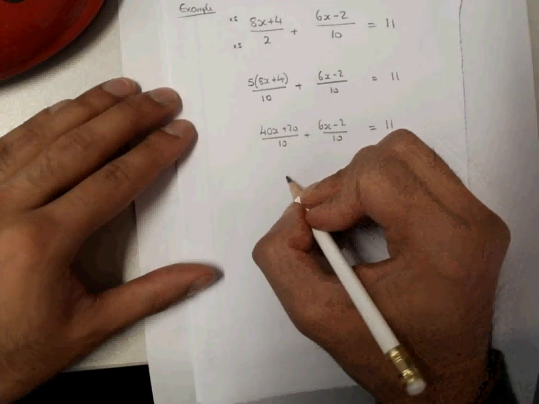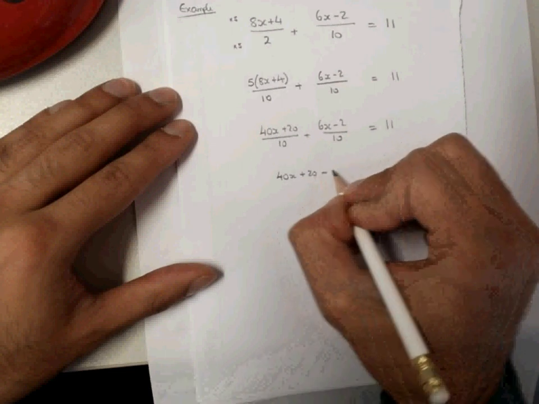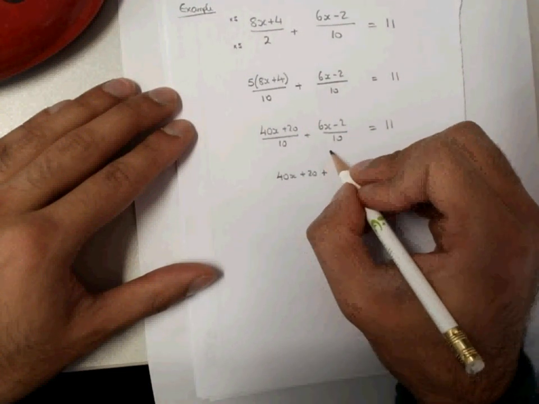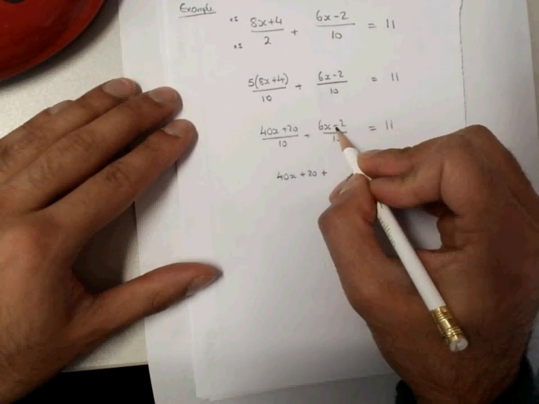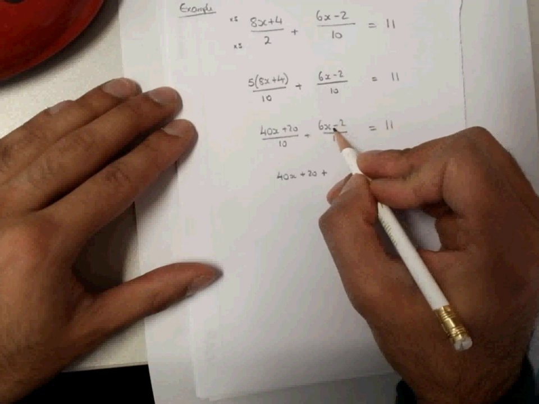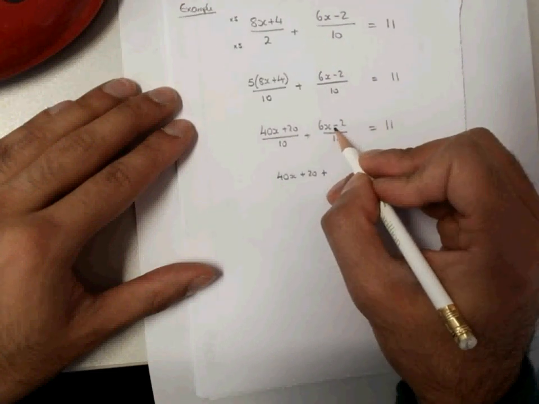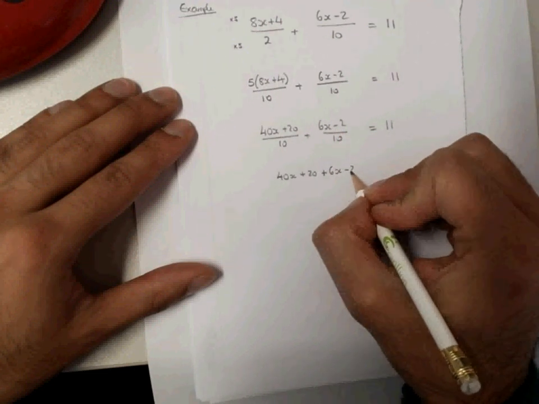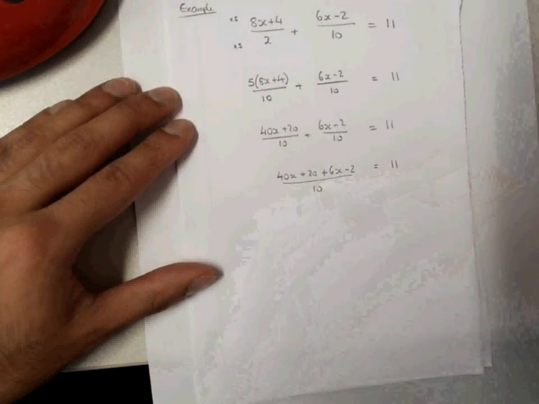I'm going to take an extra line and write 40x plus 20 plus, now be very careful of signs. Most students will forget this. There's a plus and a negative. This does not turn to a positive, because a positive and a negative is a negative. So keep this one negative: 6x minus 2, equals, over 10. I just need to sharpen my pencil.